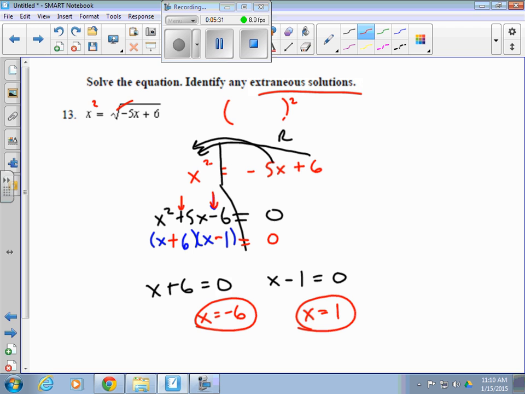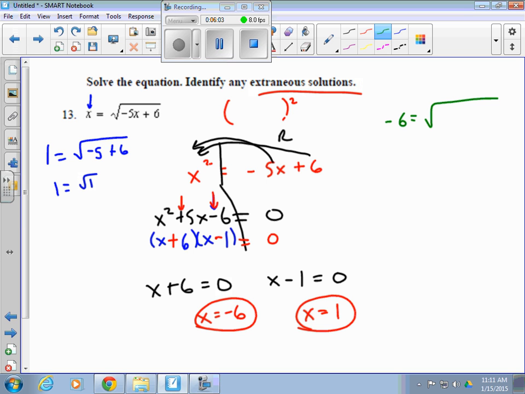Now where this extraneous solution part comes in, if you plug in these values, what do you get? If I plug in the number 1, for example, 1 equals negative 5 times 1 is going to be negative 5 plus 6. That gives us 1 equals the square root of 1. Is that a true statement? Is the square root of 1 equal to 1? Yes.